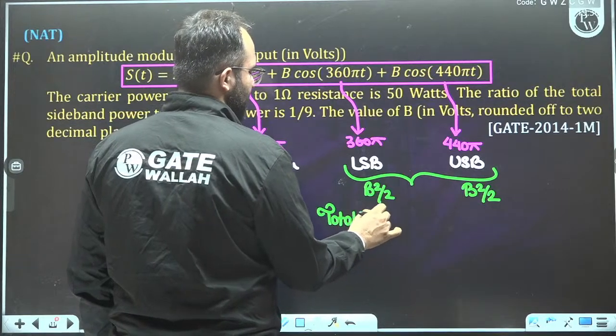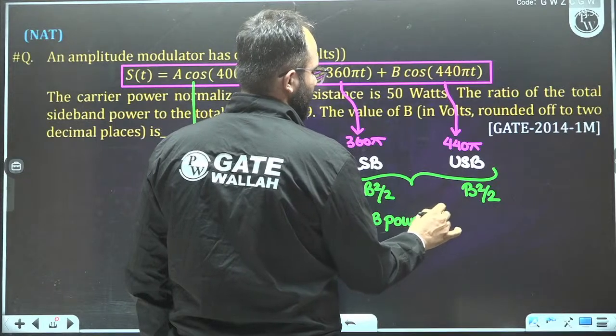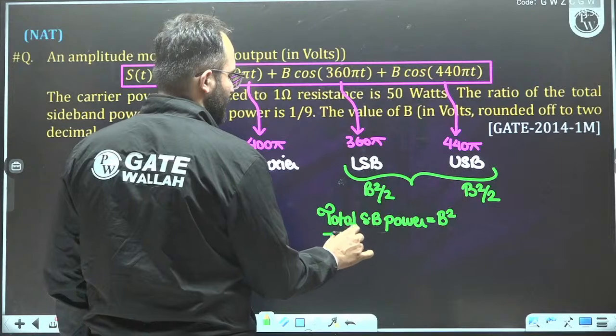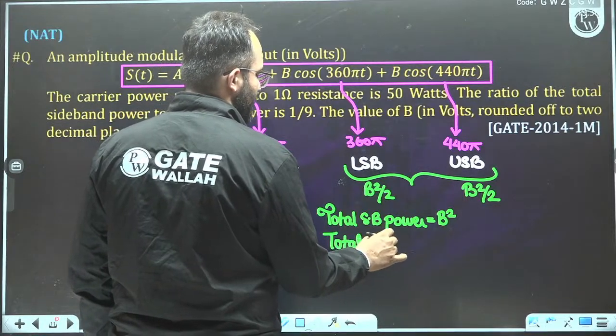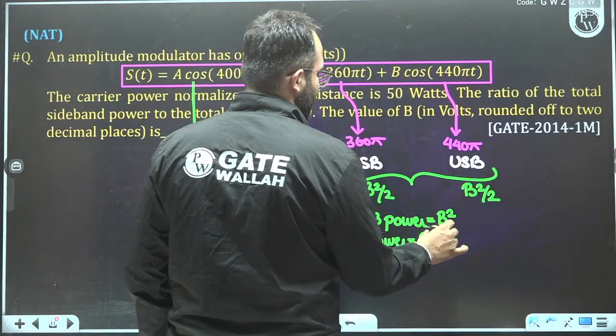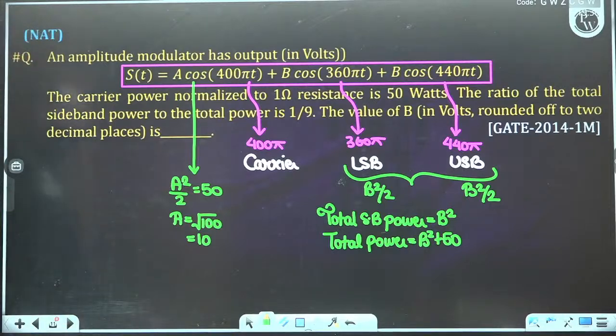So the total sideband power will be simply B square, and the total power will be B square plus carrier power. Okay, B square plus carrier power. Actually, we don't need to find out A here.